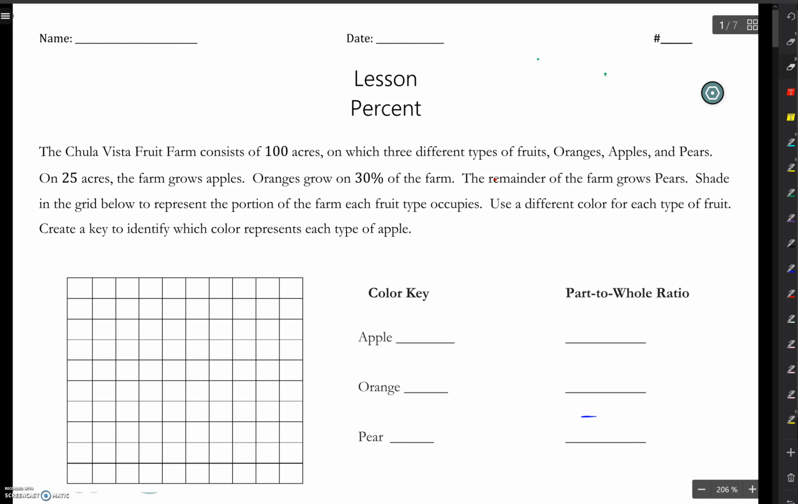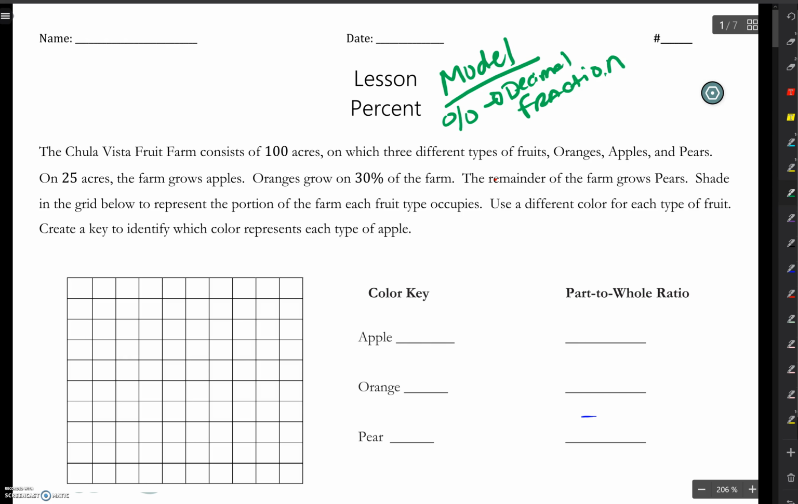Okay, boys and girls, today we're going to work on this lesson, and it's percents. So now we're going to learn how to model percents. We are going to convert them as a percent, as a decimal, and as a fraction. And so we've already practiced a couple of these.